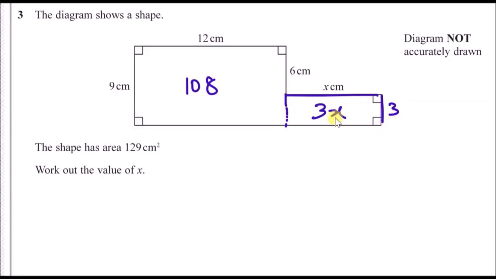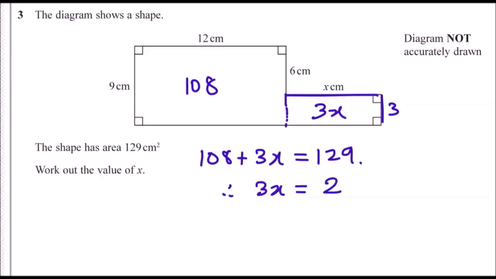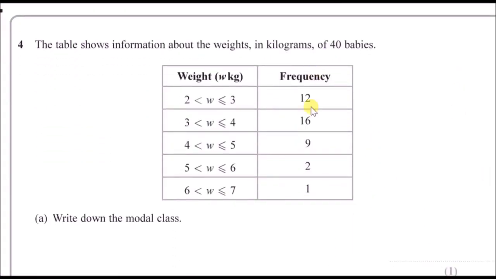Now at this stage, all you want to do is realize that the sum of these two must add up to make 129. So we say, okay, 108 plus 3x must equal 129. And then just doing the maths, let's subtract 108 across. So we're left with 3x equals 21. Dividing by 3, therefore x must be 7. And that's it, guys.